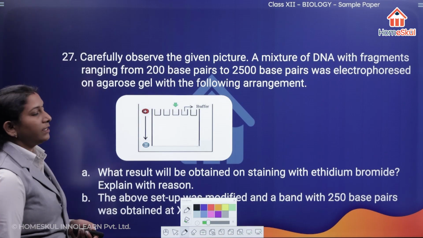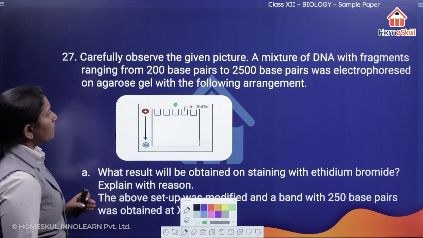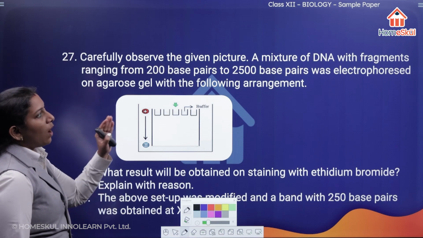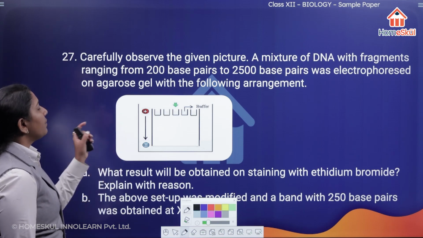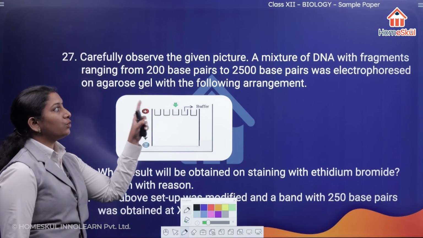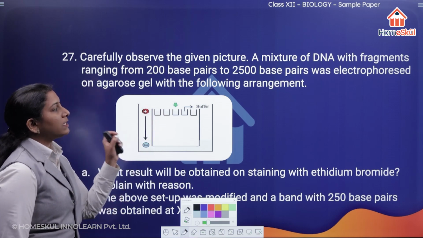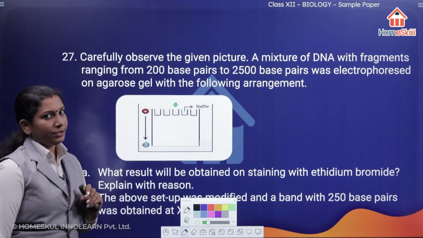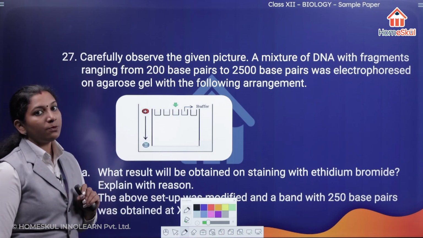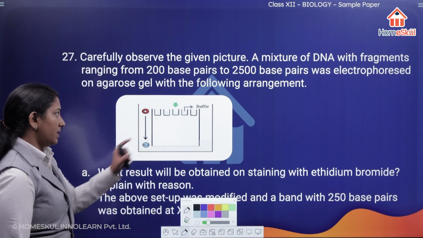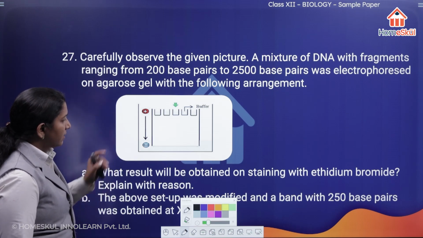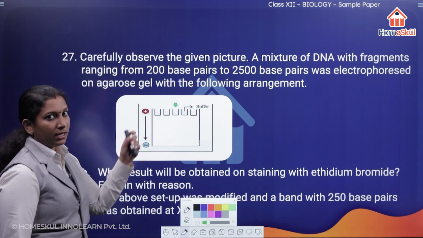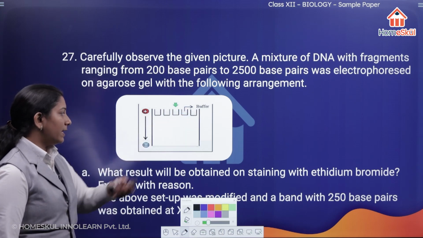Then next, question number 27. Carefully observe the given picture. This is an electrophoresis, right? A mixture of DNA with fragments ranging from 200 base pairs to 2500 base pairs was electrophoresed on agarose gel with the following arrangement. Here you can see the arrangement of agarose gel electrophoresis. You can see the positive and negative electrodes and the wells which will be having the buffers. DNA will be present in these wells, right?